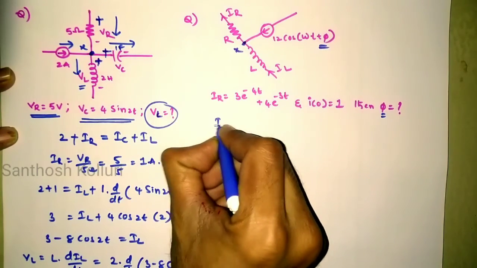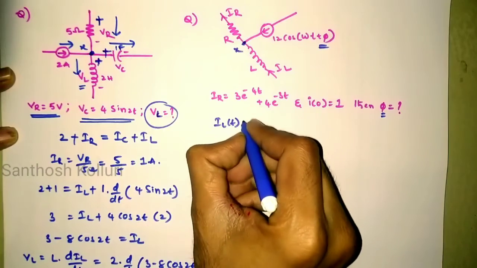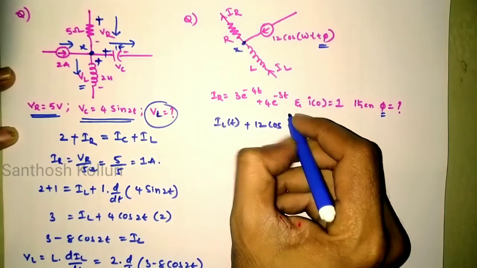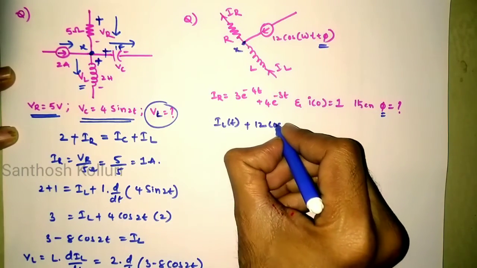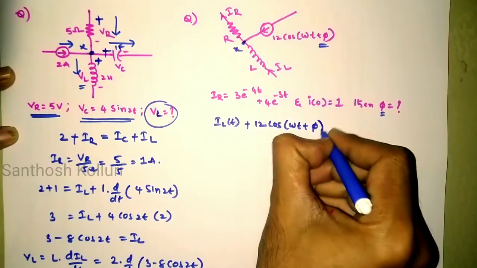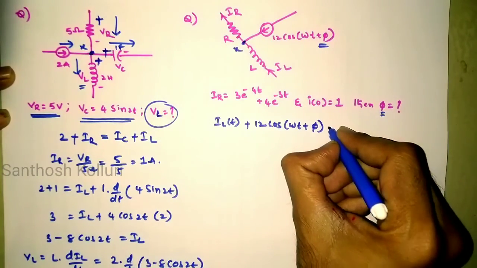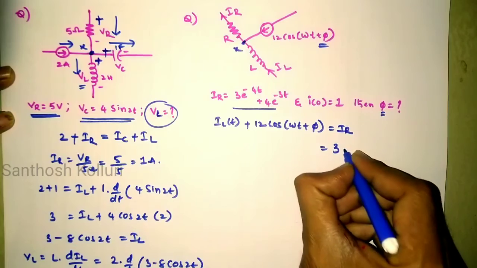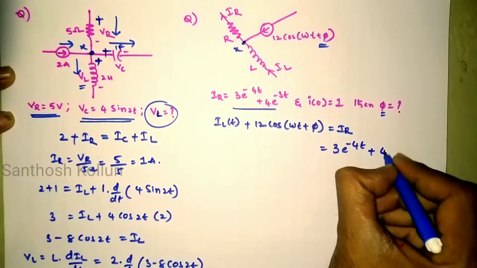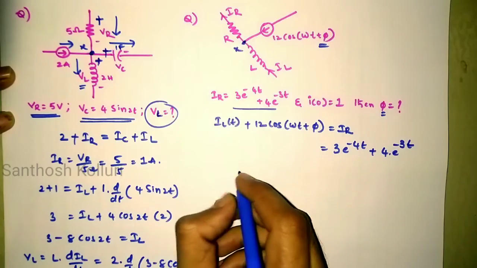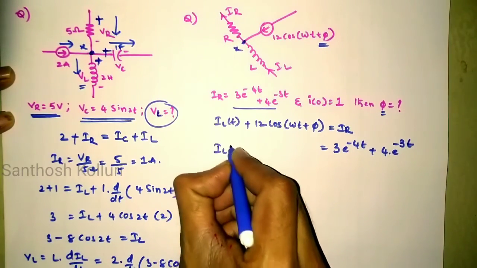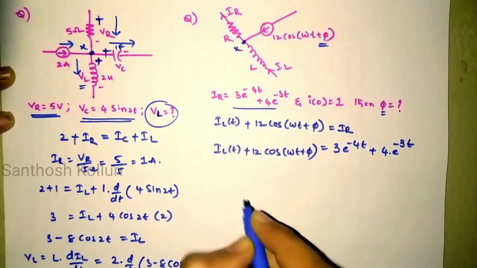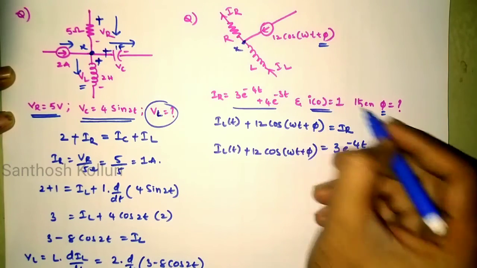It can be written as IL of t plus 12 cos omega t plus phi. Both are entering, the current flowing through the inductor as well as the current source, and can be equated to IR. But the IR value is already given here. So it can be written as 3 into e power of minus 4t plus 4 into e power of minus 3t. This is nothing but IL of t plus 12 cos omega t plus phi. And it is also given that I of t where t is equal to 0 is equal to 1.